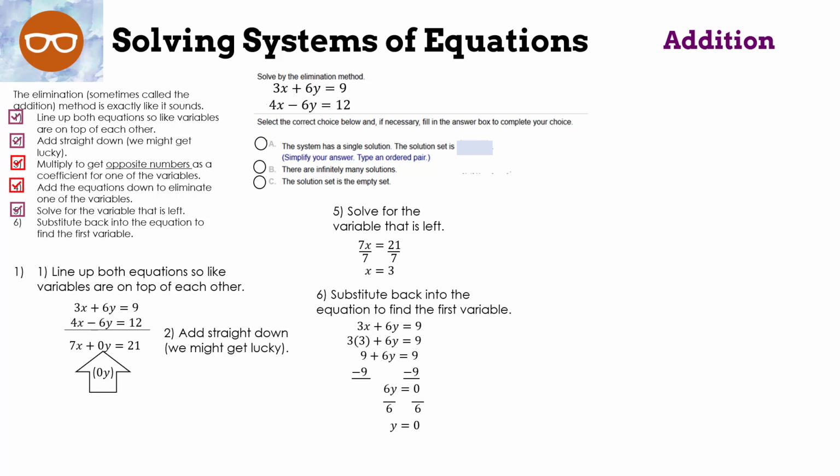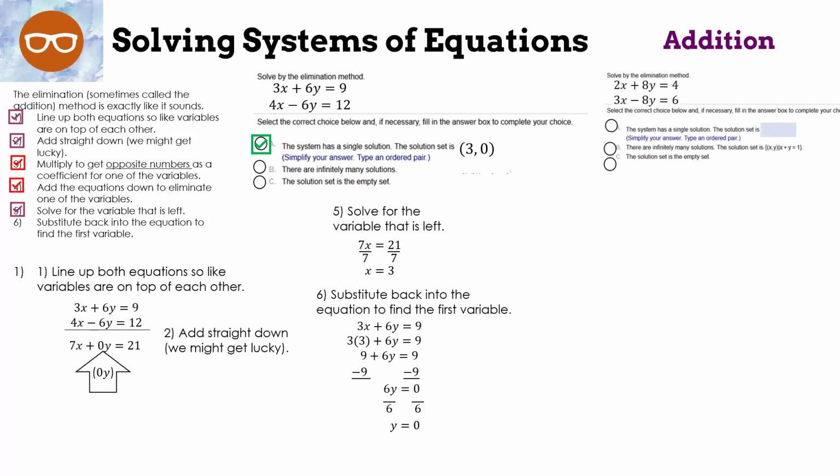So y is 0. Well, right away, when I had x equals 3, I know that my answer is going to be A, because x is a number. We just had to solve for y. So my answer is A. There is a single solution, and that solution is parentheses 3, comma 0, end parentheses. Remember, you always have to have it as an ordered pair.